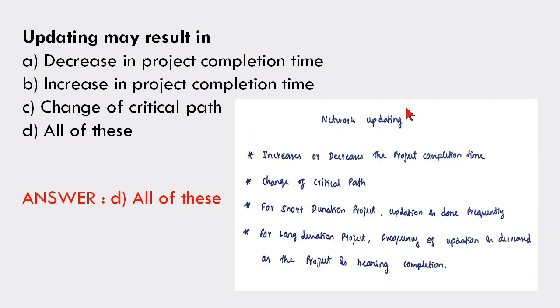Some points related to network updating are given here. It increases or decreases the project completion time. It can change the critical path, so because of updating there may be chances for a change of critical path. For short duration projects, updating is done frequently. For long duration projects, the frequency of updating is decreased as the project is nearing completion.